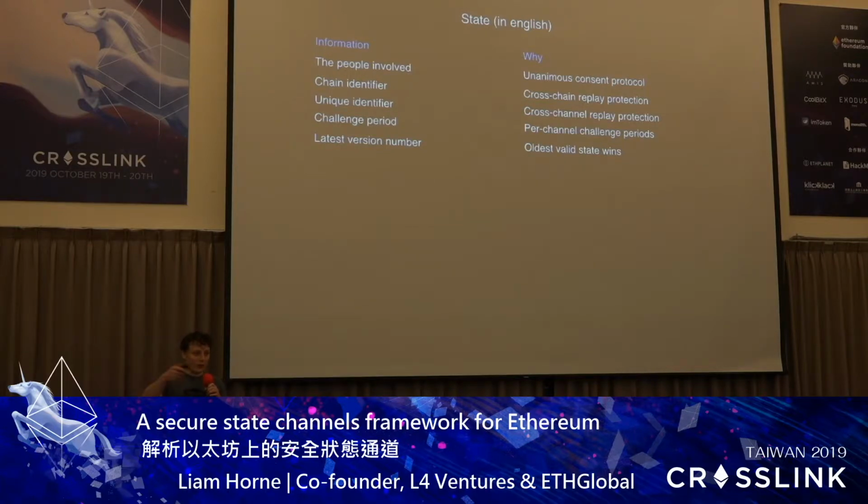If you're going back and forth over and over again, each time you hop, Alice signs, Bob signs, Alice signs, Bob signs, you increment some number. So you have a latest version number. You also have this notion of the outcome. I just gave you an example earlier where Alice had 4 and Bob had 6. That was both the outcome and the state in that example.